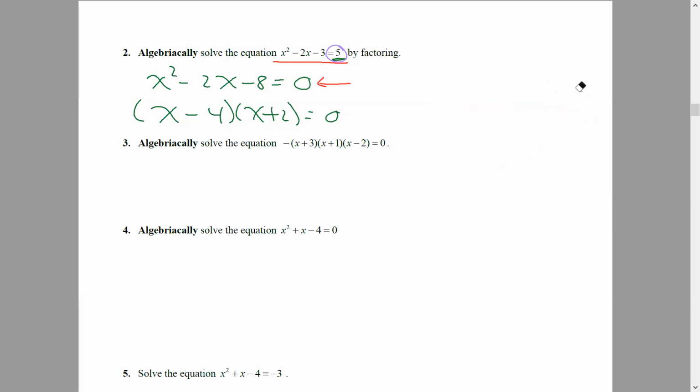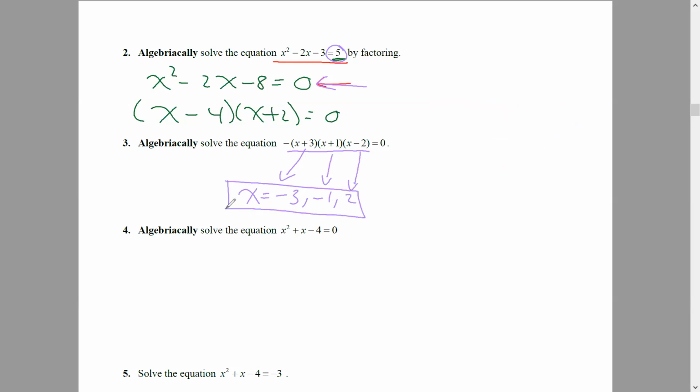Personally, just to keep things simple, I always do this first. I make one side equal to 0. Okay? Next one. Do you see this one here is degree 3? It's got 3 factors. To solve this one, look, it's already factored. There's my answers. It's already factored.